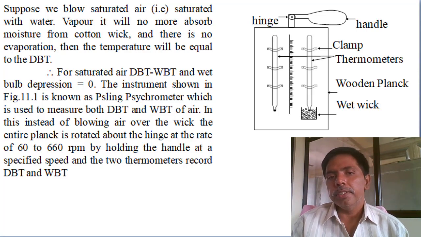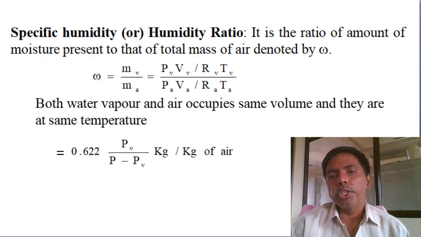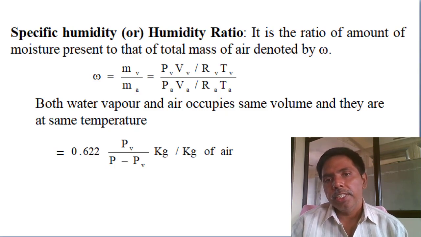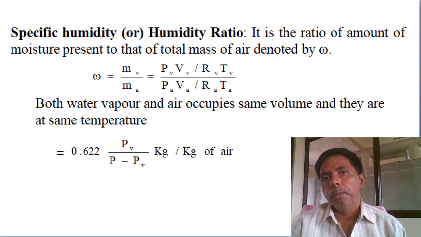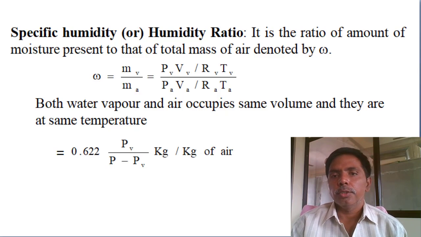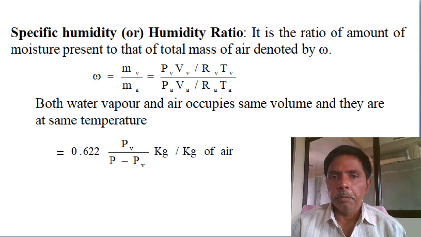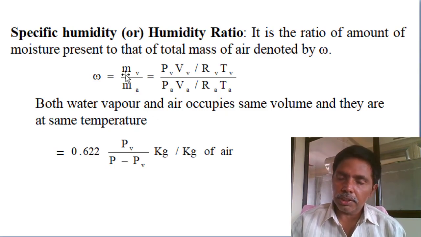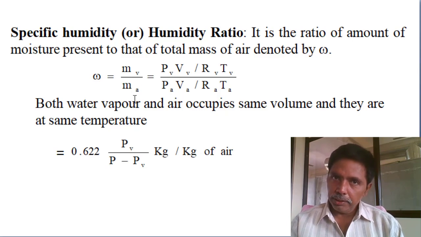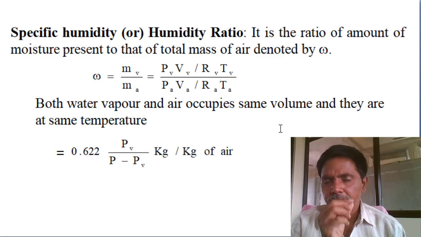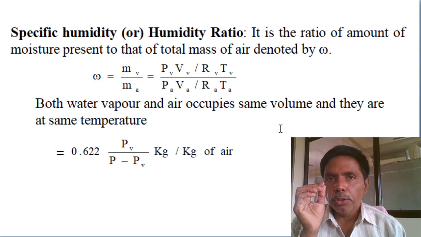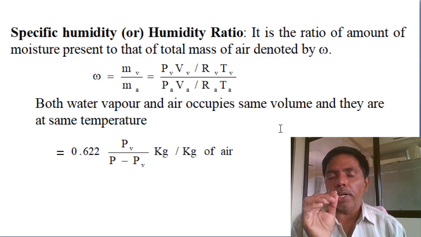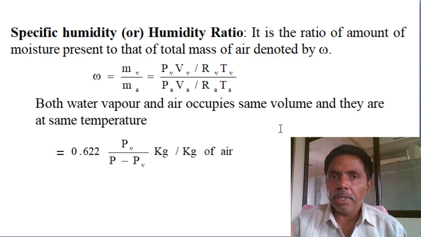Next property, specific humidity or humidity ratio. Just the mass of water vapor present in the total mass of air. That's all. Mass of water vapor present in the total mass of air. Generally, the range is 0.0001 to 0.030 kg of vapor per kg of air.